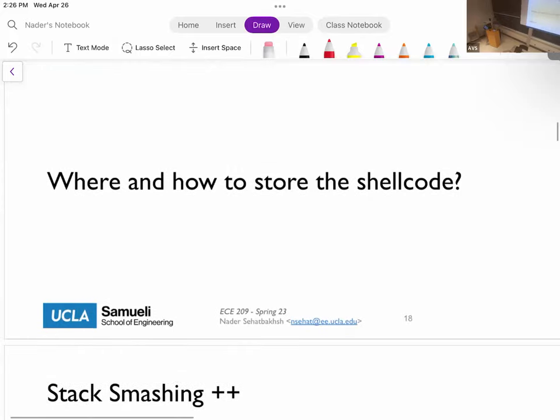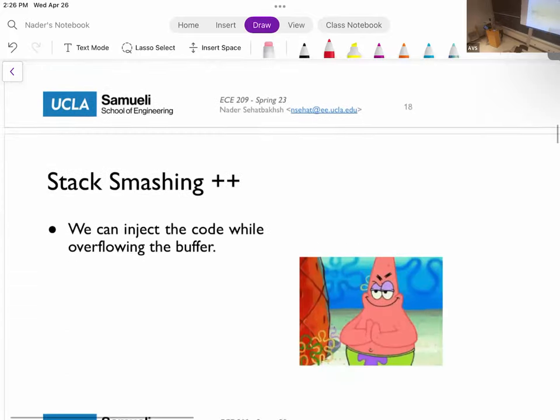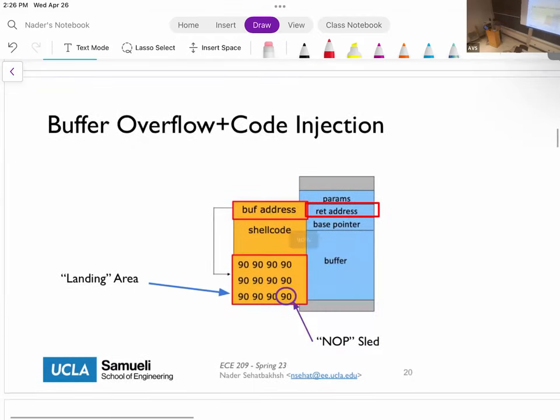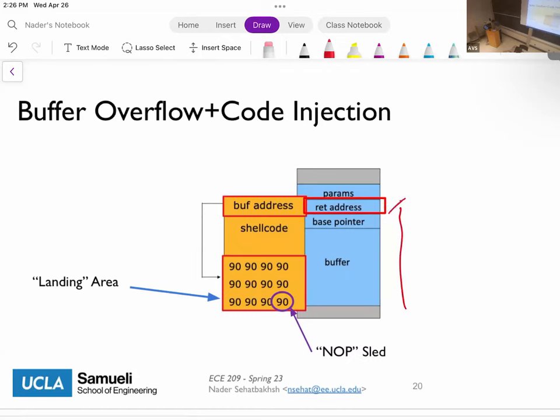So where and how do we store the shell code? The easy thing that we can do is inject the code itself with the buffer overflow. How do we do that? Remember I told you that I can overwrite things, right? And I can overwrite until the point that I reach the return address, okay? So I usually have this real estate here. There are all these lines here that are essentially garbage, right? I just overwrite them with some random values until I hit the return address. And the return address is really the address that I want, okay?